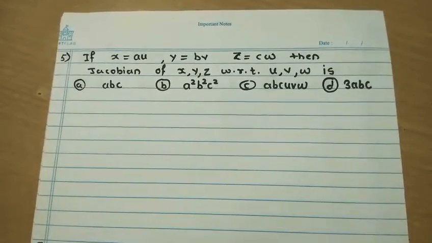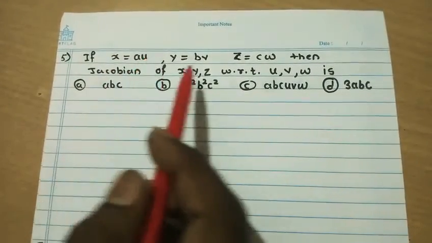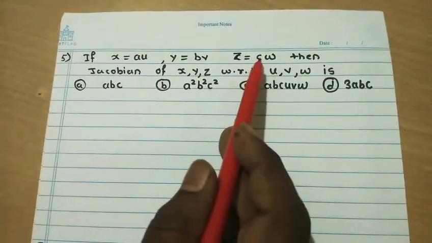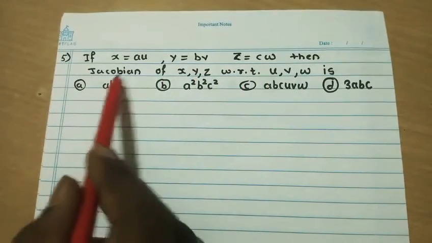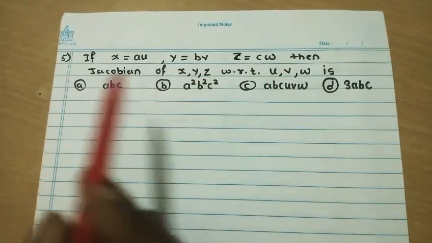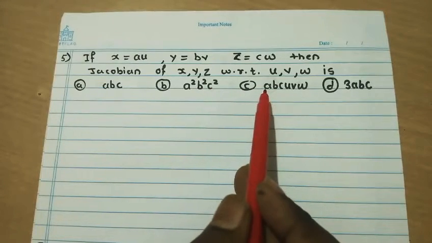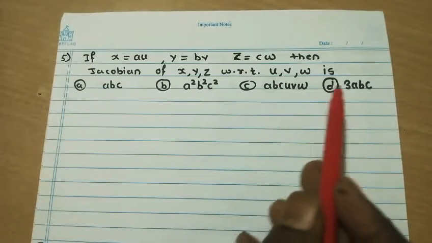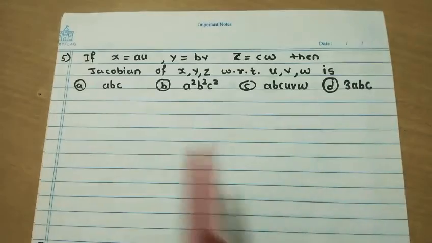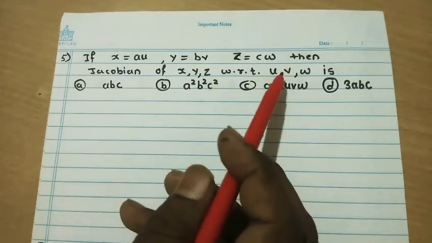Now come to the next question, question number 5. If x equals au, y equals bv, z equals cw, then the Jacobian of x, y, z with respect to u, v, w is, the options are: A, abc; B, a squared, b squared, c squared; C, a, b, c, u, v, w; and D, 3abc. So we want to find the Jacobian of x, y, z with respect to u, v, w.